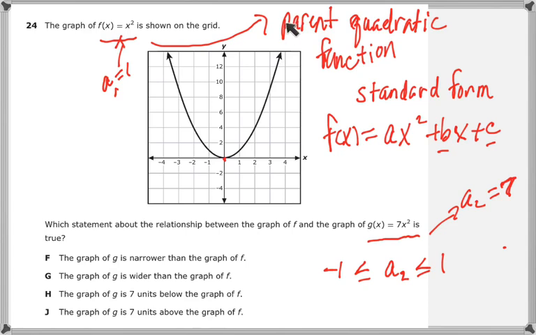Okay, vertically pulled upwards, and if it opens downwards, it'll be pulled downwards. Okay, so pulled away from the x-axis. So it's being pulled up away from the x-axis, so it's going to become narrower.